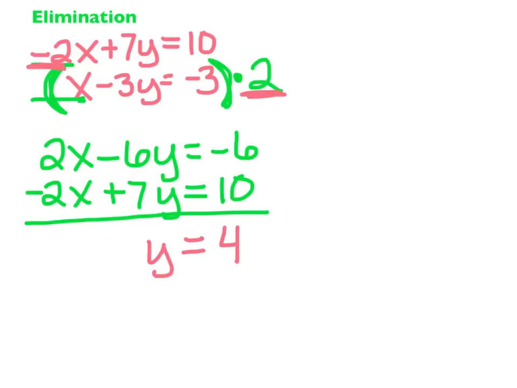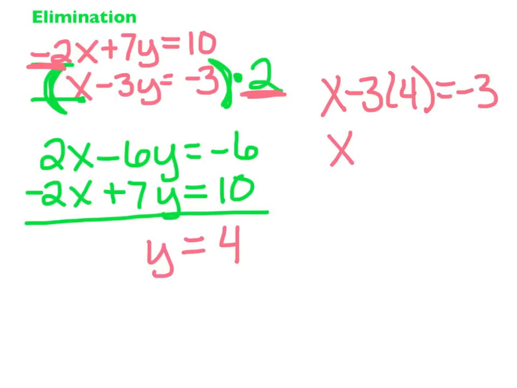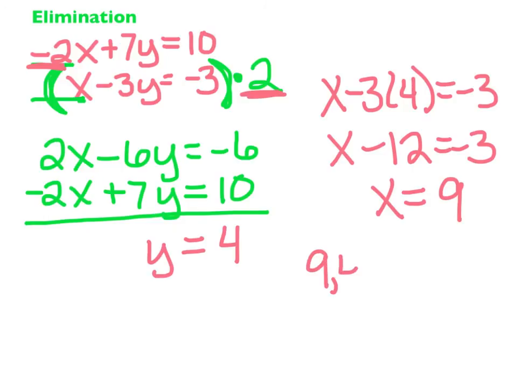Now to find x, you can just take that y and plug it back into either one of the equations you started with. It doesn't matter. So I would say x minus 3 times 4 equals negative 3. I'm just going with this one. So x minus 12 equals negative 3. Add 12 to negative 3, x equals 9. The solution is 9, 4. Again, consistent and independent.